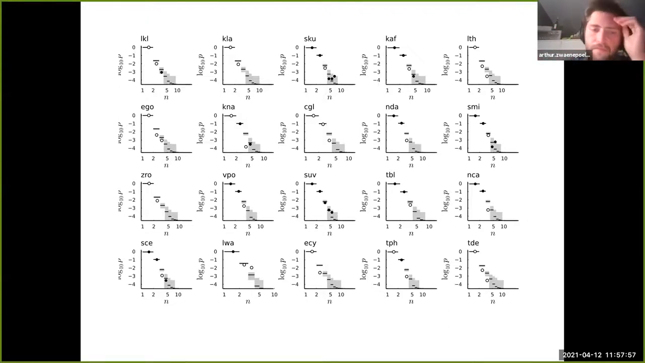So this is already a more sophisticated model than usually used. I mean, it's with branch-wise duplication and loss rates, etc. But it doesn't fit.